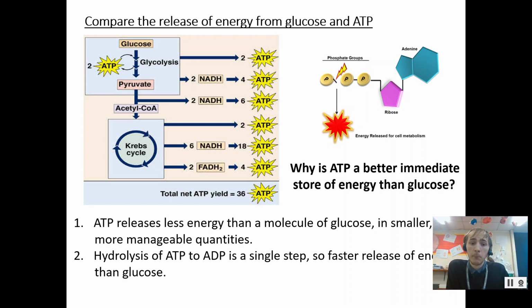It's also much faster than releasing the energy from glucose. It's a single step, so it can release this small amount of energy very quickly, directly where it's needed. Now you do waste some energy in the glucose. The energy from glucose is not very efficiently transferred into the ATP. But it is worth it so as to have these individual small pieces that can be easily broken down quickly without having to wait for the glucose to be digested.